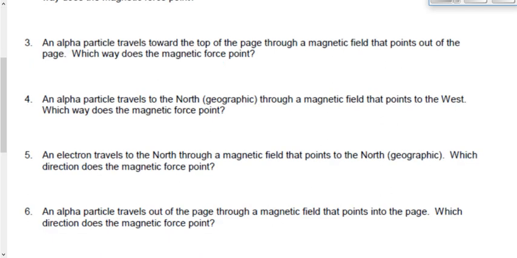Let's have a look at number 4. It says an alpha particle. Right away, we start thinking alpha particle, that's a positive particle. That's going to be a right-hand rule, right? Just draw attention to it so don't forget. Travels to the north. We say geographic north.